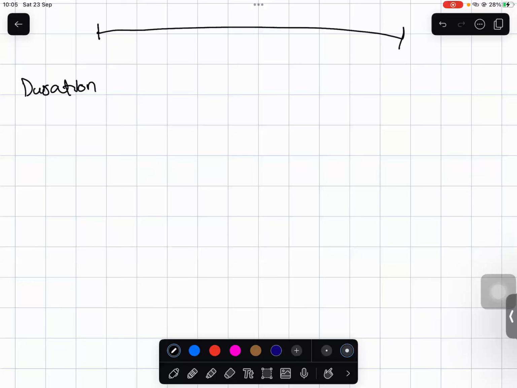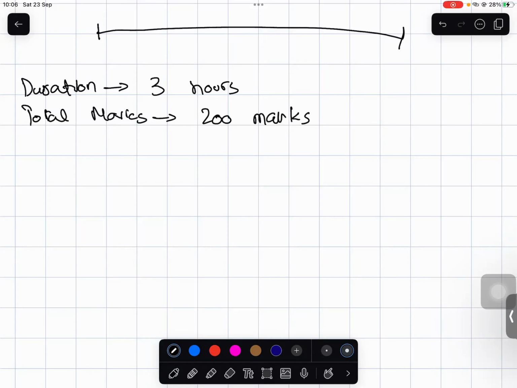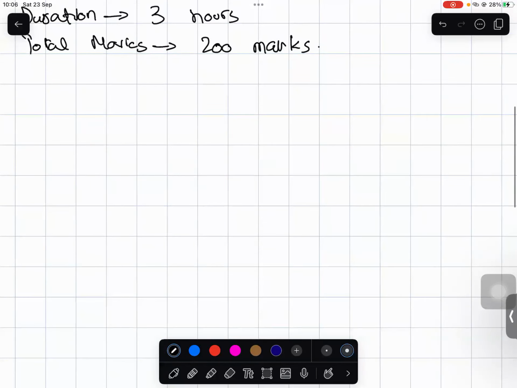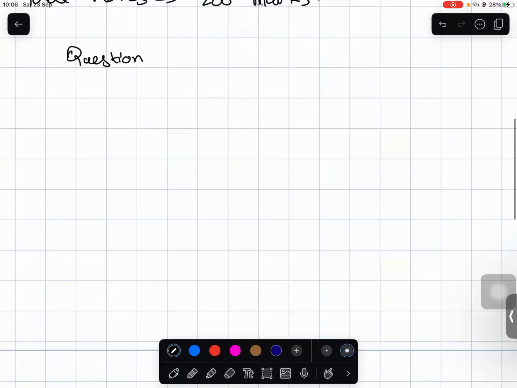All right. So the duration for the accounting AS level exam, extended exam, is 3 hours. And the total marks are 200. You basically will get two separate documents when you show up in the exam hall. The first one would be your question booklet. And the second one would be your resource booklet.